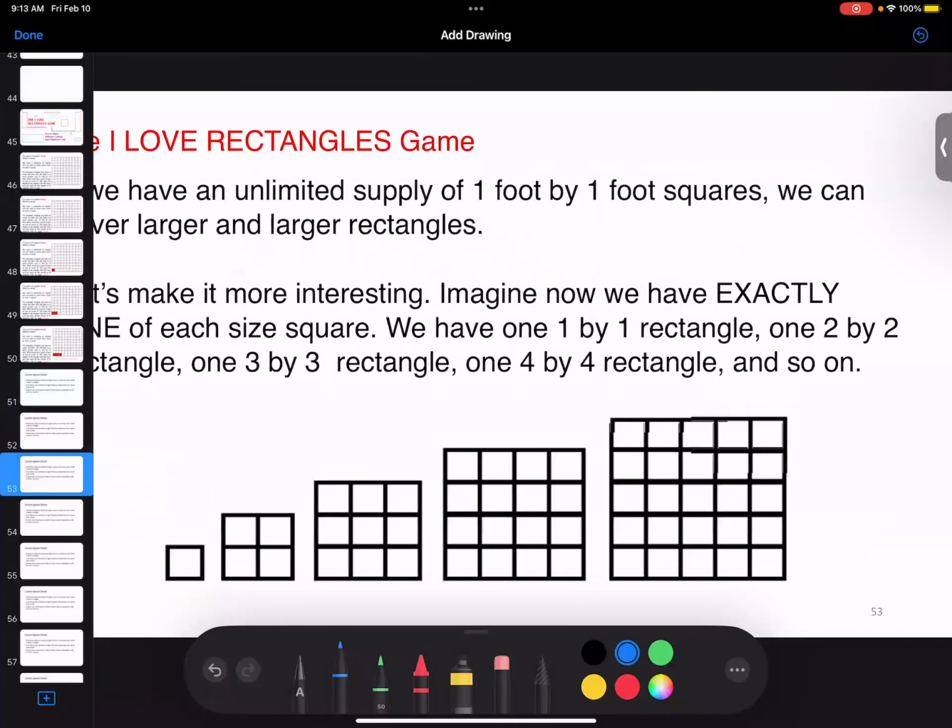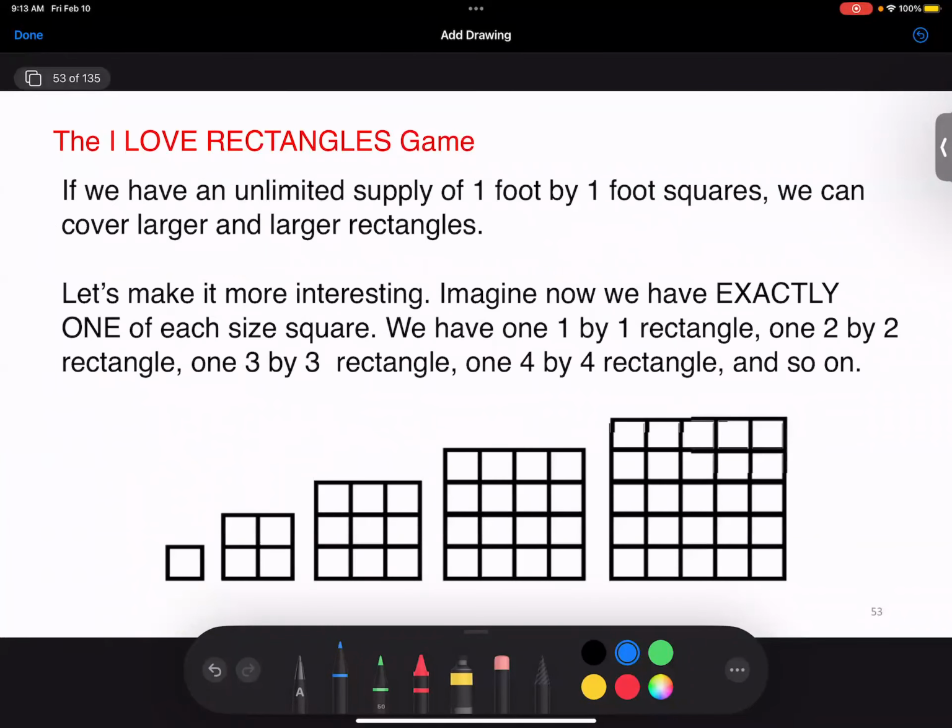All right. So let's get to the I Love Rectangle game. If you beat me, you get $100. I did this at Williamstown Elementary a few days ago, so the kids there are really curious to see if you guys can beat me. Here is how it works. You have 1 of each size square: one 1 by 1, one 2 by 2, one 3 by 3, one 4 by 4, and so on.